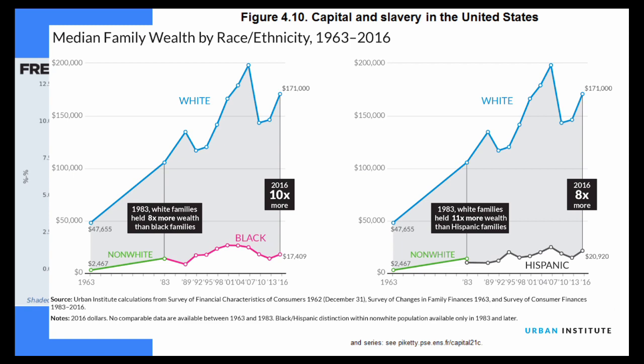In 1963, that gap was roughly $45,000 for whites versus non-whites as far as wealth. Today, that gap is almost $150,000. Ten times more wealth exists in the median white household than in the median black household. We use medians in this case to control a bit for outliers.